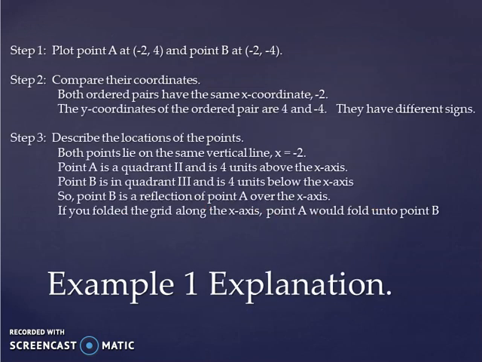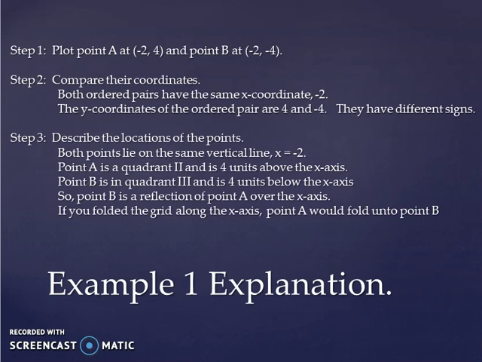Okay, so let's look at the steps that we're going to take. The first step is we're going to plot point A at (-2, 4). Remember the x value goes first, so we're going to go to -2 on the horizontal line, and then we're going to hop up 4 on the vertical line. And then we're going to plot point B at (-2, -4).